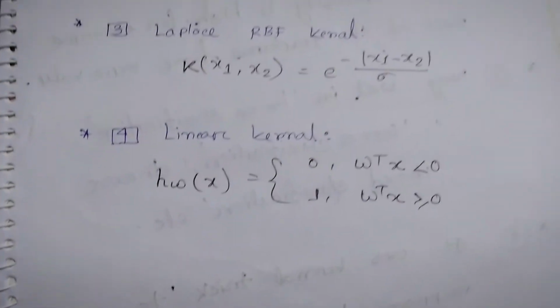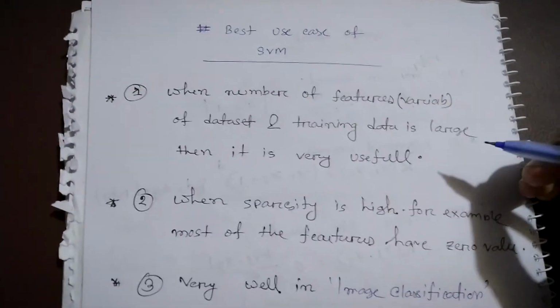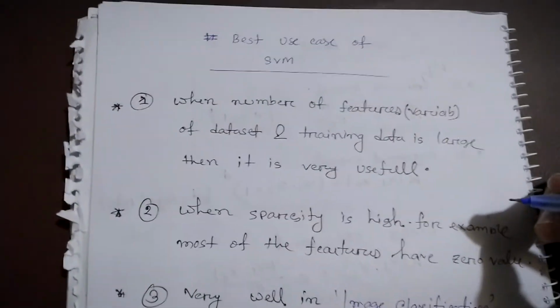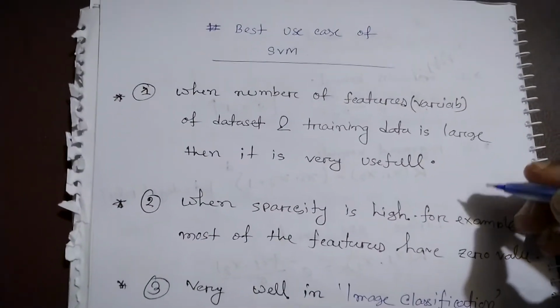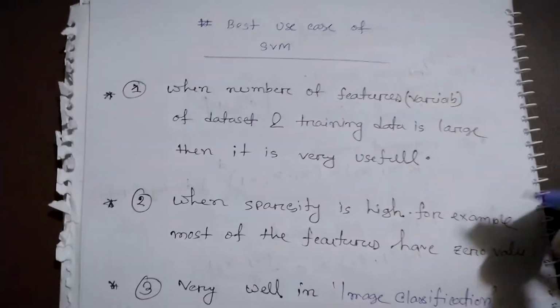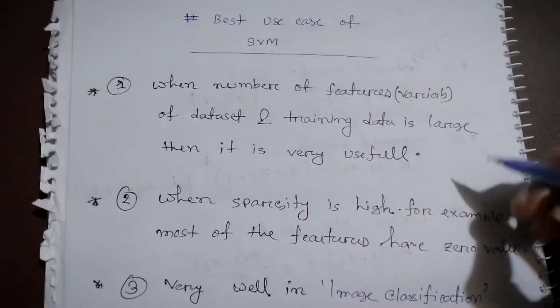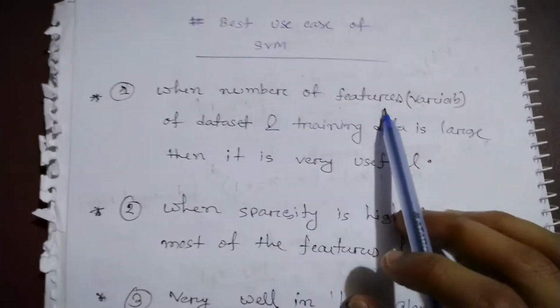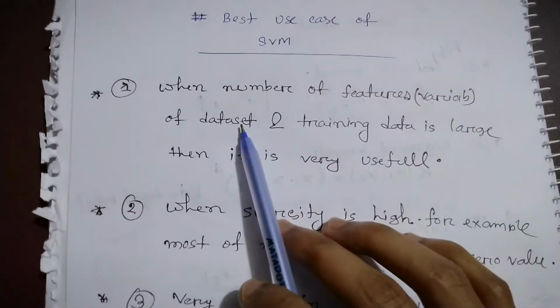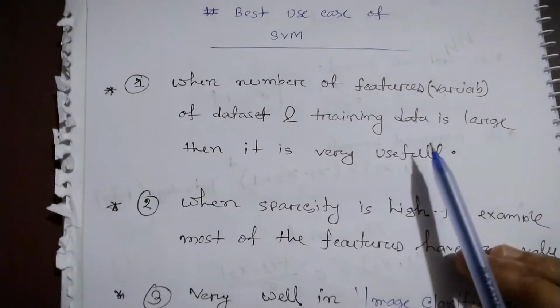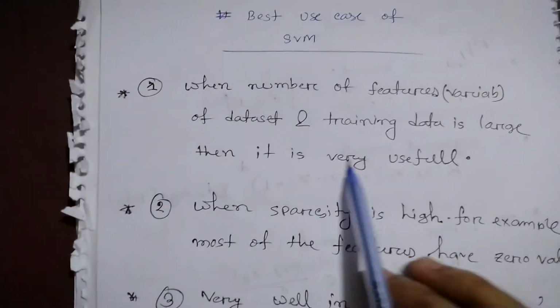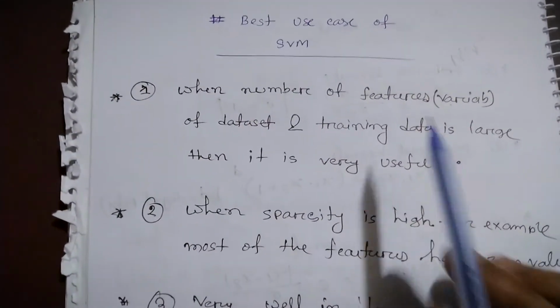Simple linear kernel. Let's understand the best use cases of SVM, because it is one of the best classification algorithms and many people use it in machine learning. So we also need to understand in which cases it performs best. When the number of features or variables of the dataset or our training data is very large, with millions of records, columns and rows, then it is very useful.